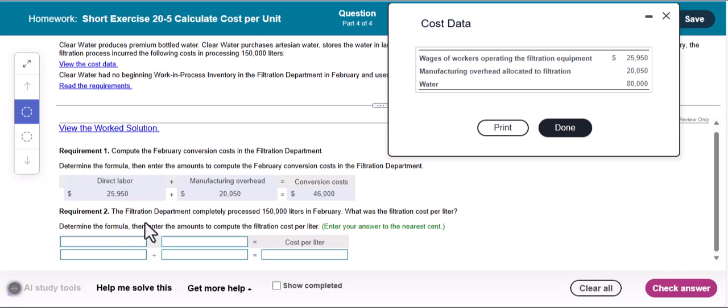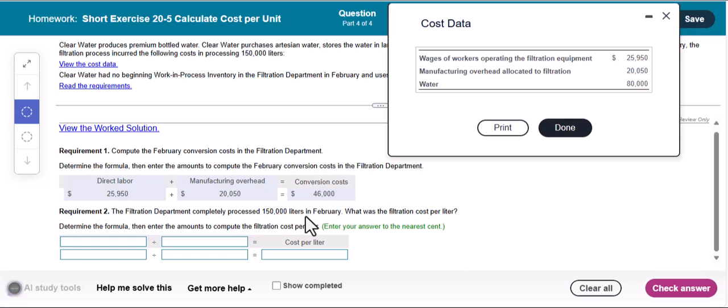The filtration department completely processed 150,000 liters in February. What was the filtration cost per liter? Determine the formula, then enter the amounts to compute the filtration cost per liter. Enter your answer to the nearest cent. And just as a side note, this is very important here. It says they completely processed the 150,000 liters in February.